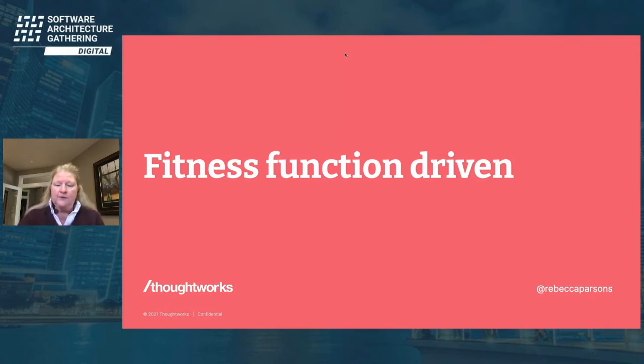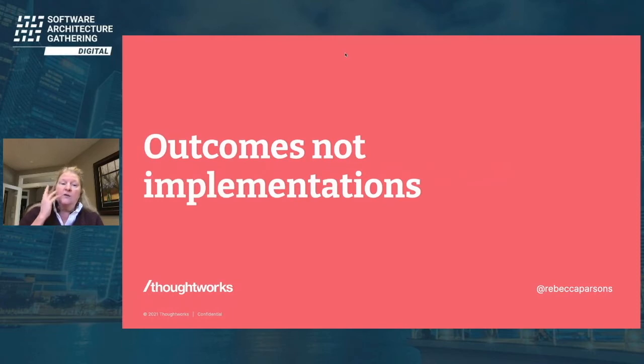And an important aspect, particularly when we start to think about the level of change that we want to be able to support, technological change, is to focus on outcomes and not implementations. In the past, architectural guidelines generally came down as, you will use this messaging application, you will use this database, you will use this particular implementation.